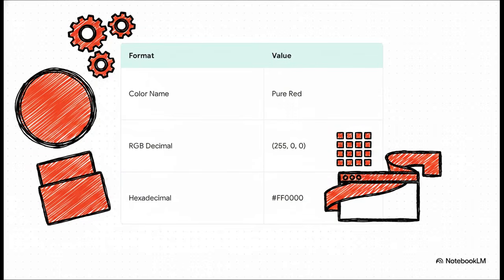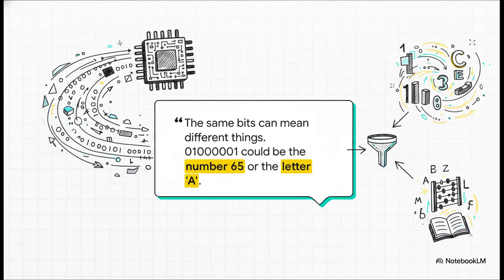So let's look at a really simple example, pure red. In the RGB system, that's maximum red, no green, and no blue, so its value is 255, 0, 0. Now, in hexadecimal, which you see used all the time in web design, 255 translates to FF, and 0 is just 00. So pure red becomes the code #FF0000.